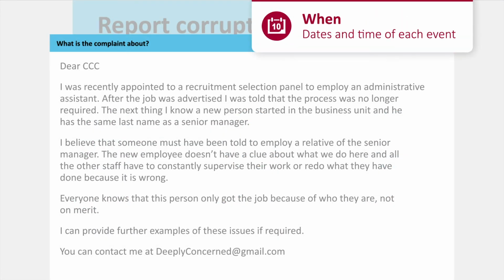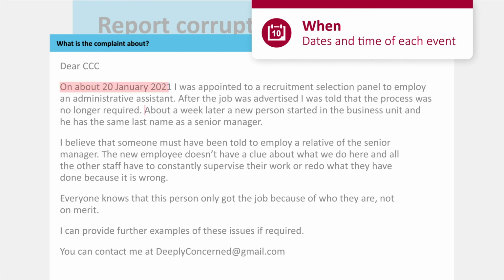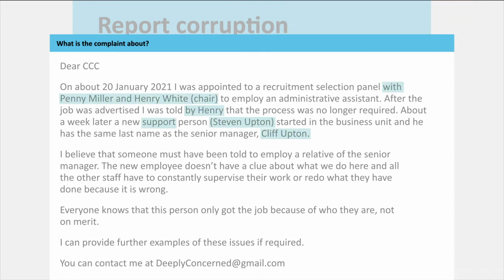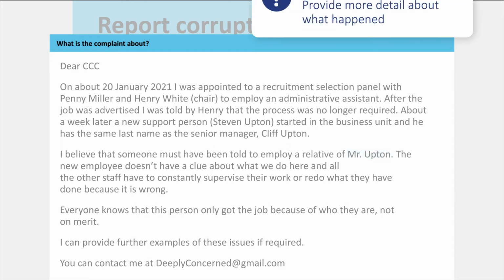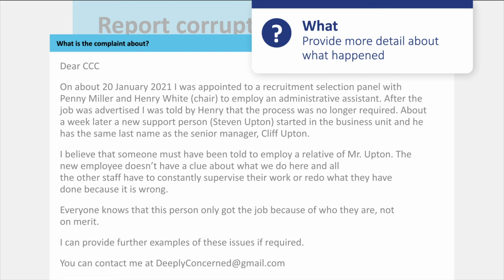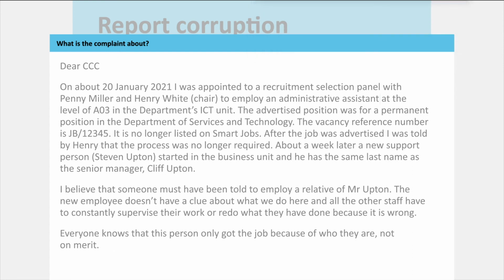Now let's rewrite it. To improve this, we have added some more information about when this happened. The complaint is easy to assess if we know who it is about and who was involved. So let's add that detail. Providing more details about what happened also provides better opportunities for the seriousness and the significance of the information to be assessed.